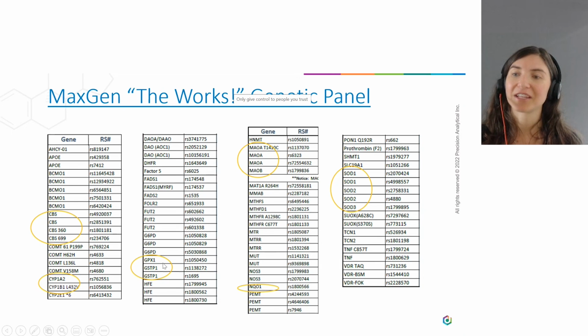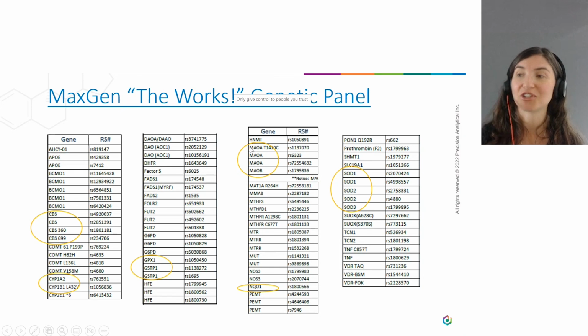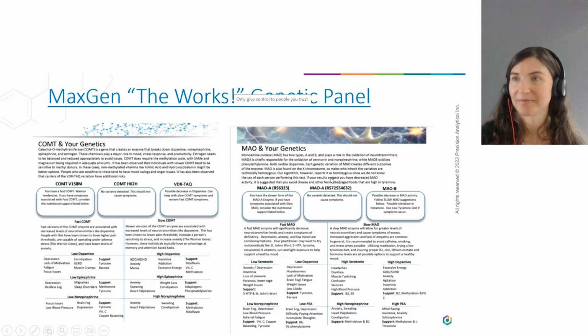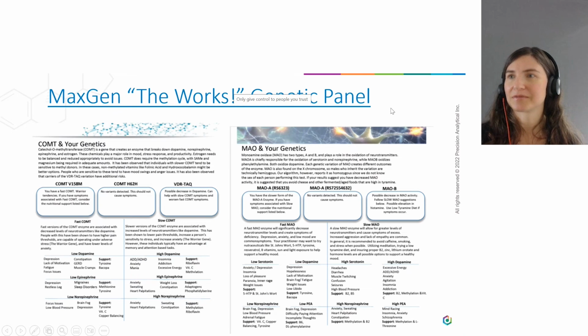We can look at some glutathione genes, the MAO. Remember, MAO helps to clear out dopamine and adrenaline. So if these are slow, they have SNPs genetically, we might do things to support MAO just to help clear out the dopamine, which might help with the anxiety. And then we also have some genes around SOD, which is more antioxidants. And what I like about the Works panel is it's easy to read. The information, they lay it out in a really easy to read way. Like, I could give this report to my parents and they could understand it, which is great.